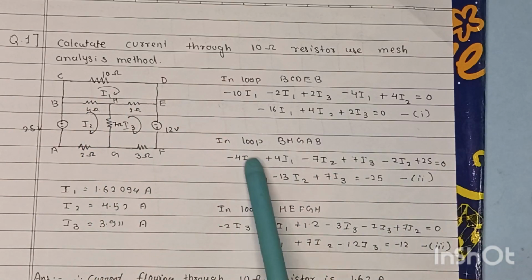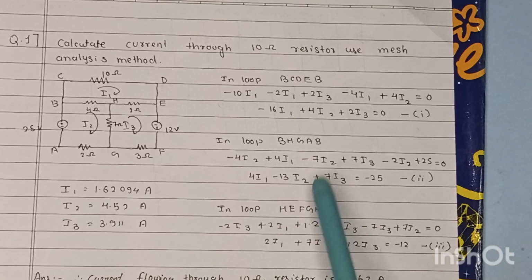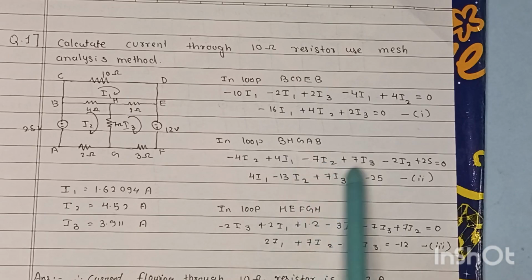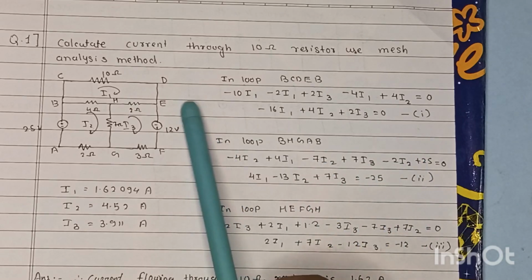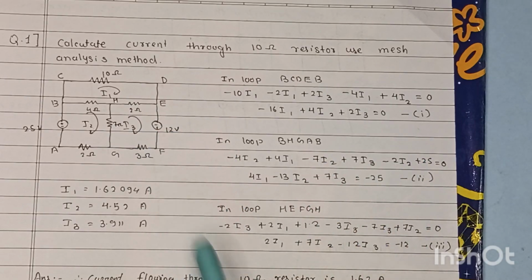Now you will add or subtract the I2 value and you have the second equation which contains I1, I2, I3, 3 variables. Now similarly apply the mesh analysis at loop 3.